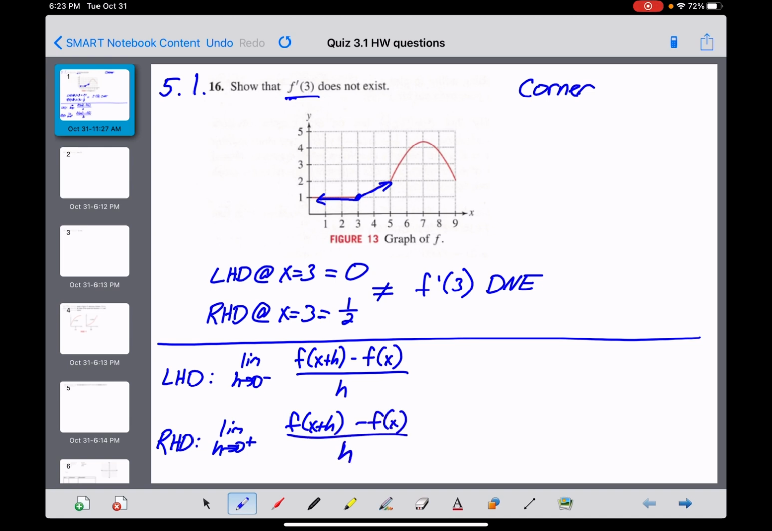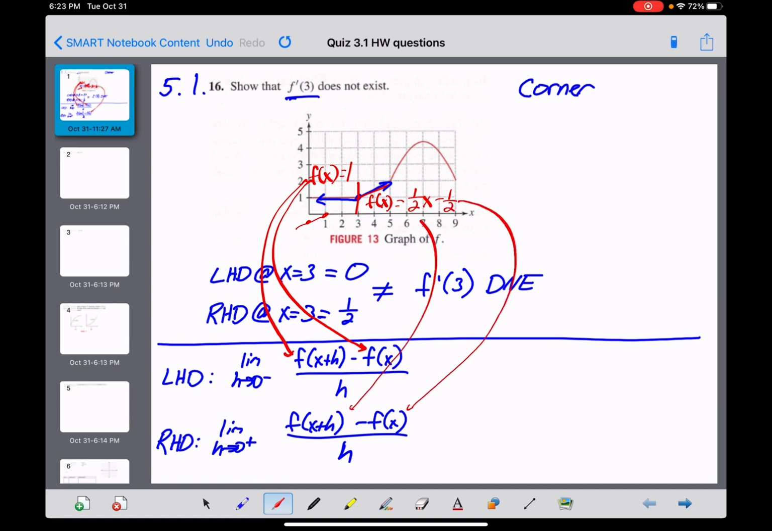The difference being the functions would be different. On the left-hand side right here, f of x is a constant function that's just equal to 1. So that's what you would put here for f, and you'd use it for f of x plus h too. And on the right-hand side right here, f of x would equal, well, what do we have here, guys? A linear function with a slope of 1/2 that I'm pretty sure would have a y-intercept of negative 1/2. So that would be y is equal to 1/2 x minus 1/2. That's the function you would need to use for the right-hand derivative here and here.